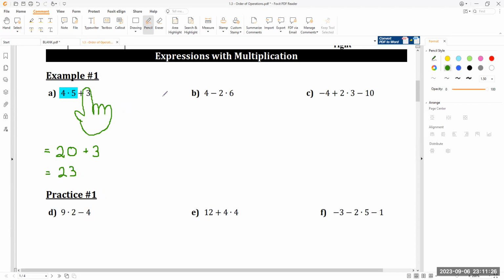Let's try something else, like maybe letter C. I'll do that with you. A -4 is added to a 2, which happens to multiply to a 3 and is also subtracted by a 10, right? You can't just simply do it from left to right like you're reading a book in this case, because the multiplication of a +2 and a +3 has to come first. Notice how the positive sign is stuck with the 2. You have to remember that.